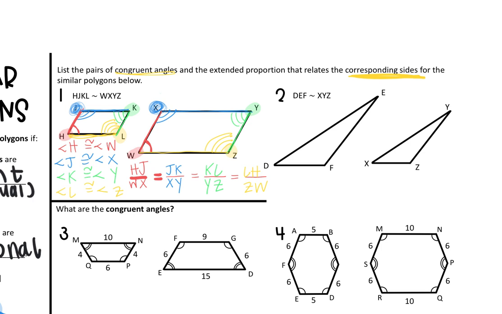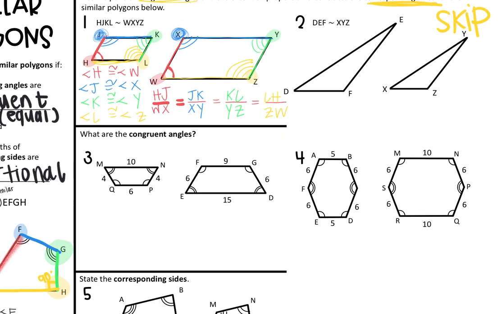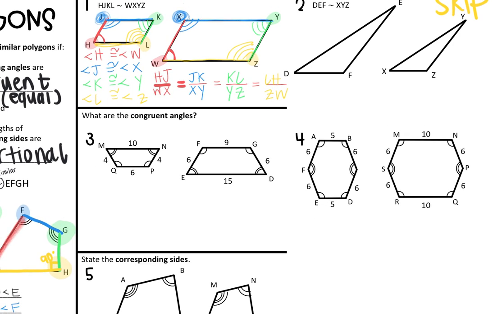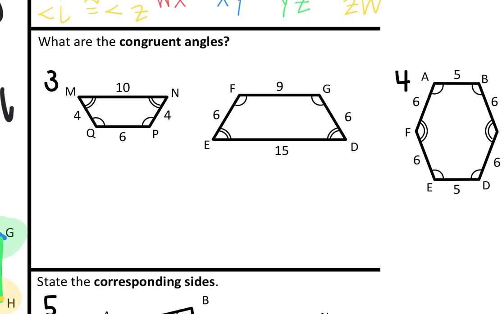Okay, I'm going to skip number 2. If you want to do it and practice that one later, that's fine. But I'll skip number 2. We're going to keep practicing the same skill for 3 and 4 and 5. So that's why I'm skipping one. Let's look at number 3 and number 4.